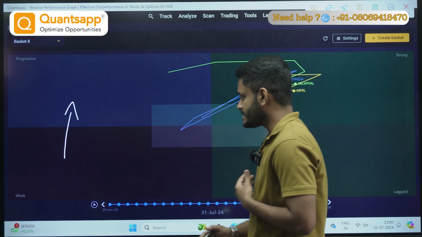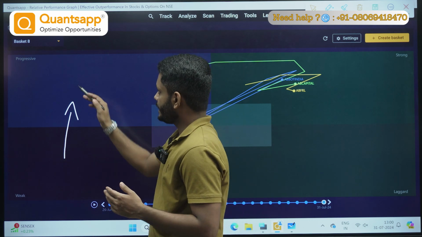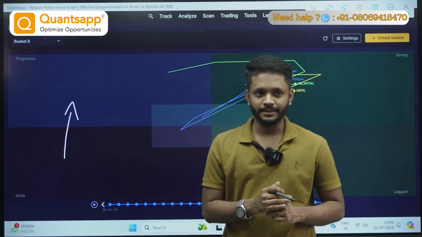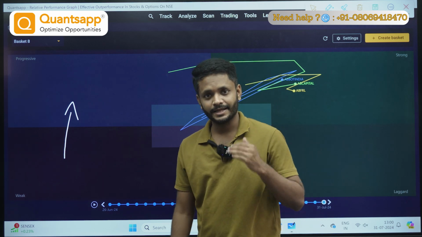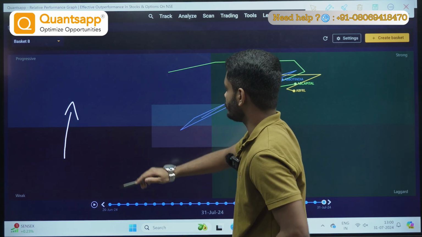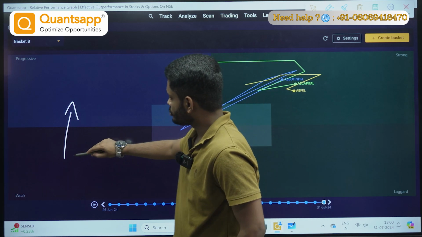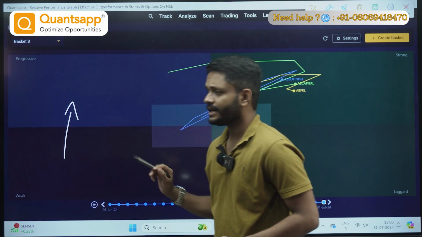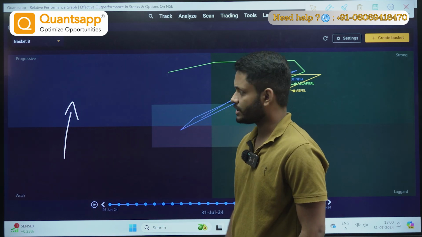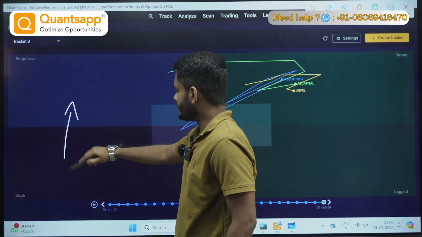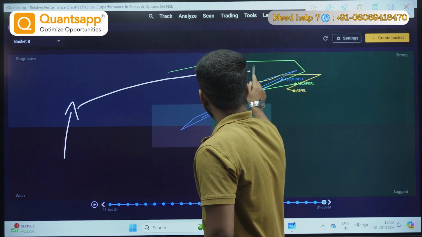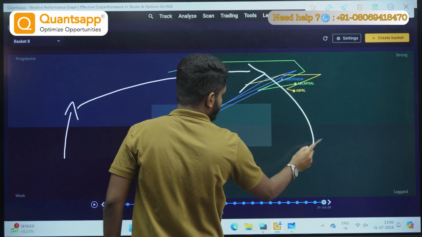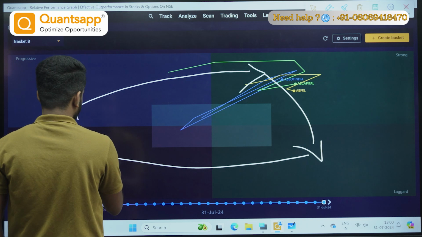Very simple condition. Say a stock has hit the progressive zone on the 10th, you can initiate a bullish trade as soon as the 10th day high is broken. Now, suppose you have initiated a trade when the stock is in progressive zone. It is usually said that the stock will complete a cycle, from weak to progressive, progressive to strong, strong to laggard, and then again laggard to weak.